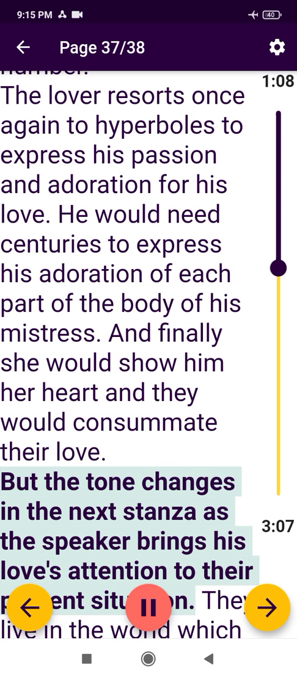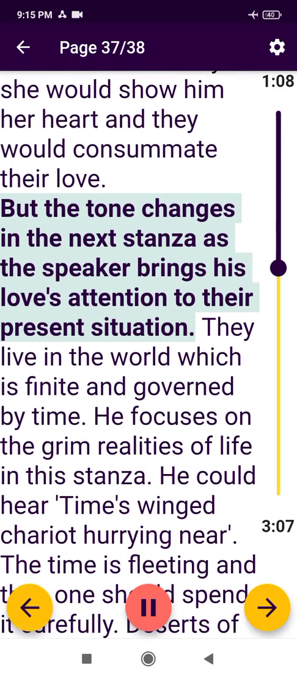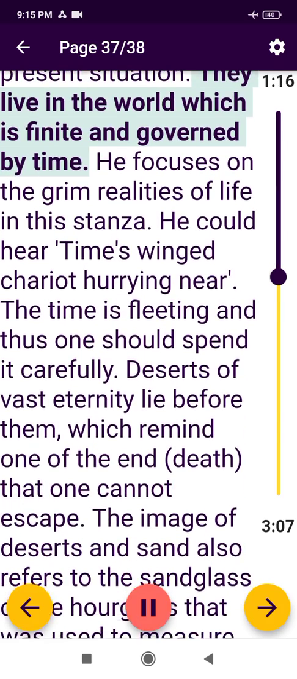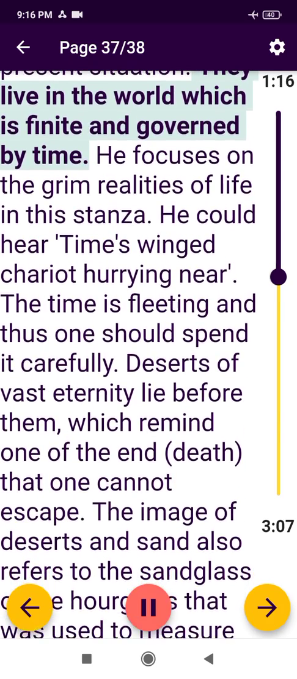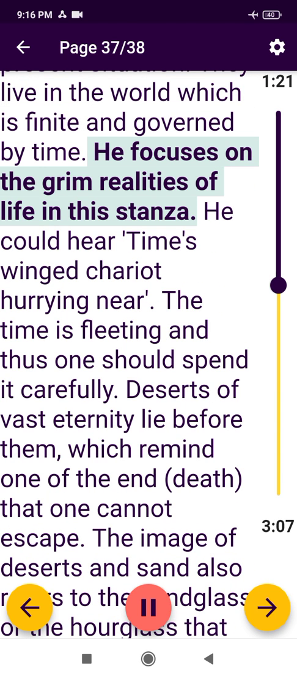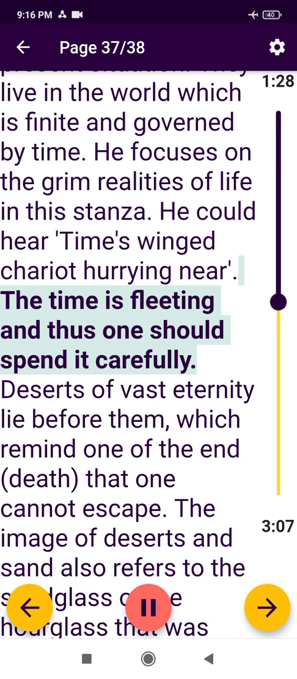But the tone changes in the next stanza as the speaker brings his love's attention to their present situation. They live in the world, which is finite, and governed by time. He focuses on the grim realities of life in this stanza. He could hear time's winged chariot hurrying near. The time is fleeting, and thus one should spend it carefully.